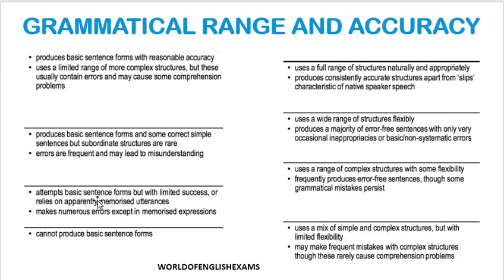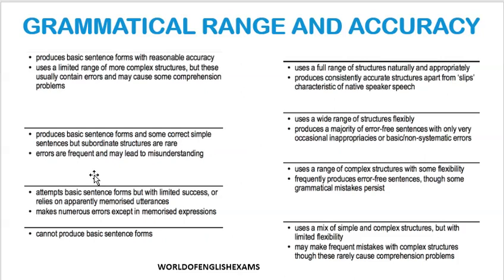Then band 3 attempts basic sentence forms but with limited success, and he or she relies on memorized utterances. See guys, once again I'm stressing, if you are relying on memorized utterances, you will definitely lose the band scores for lexical resource as well as grammatical range.